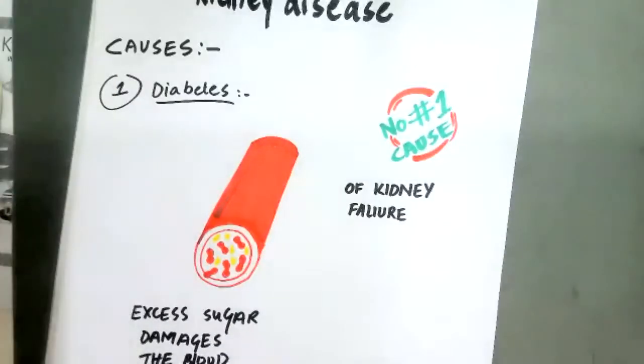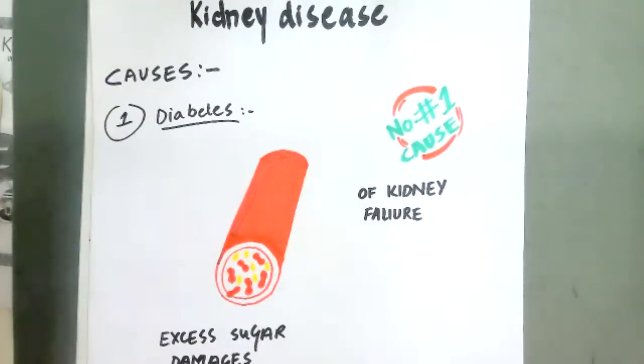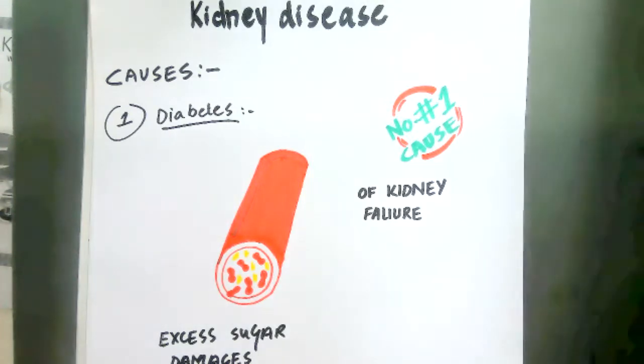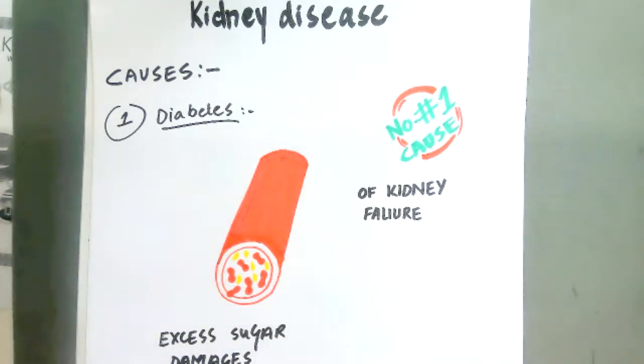So basically, we need dialysis when our kidneys fail. First of all, I wanted to share the causes of kidney disease or kidney failure with you. The number one cause of kidney failure is diabetes. This is because diabetic patients have excessive sugar, which can damage the capillaries that supply blood to the kidneys.